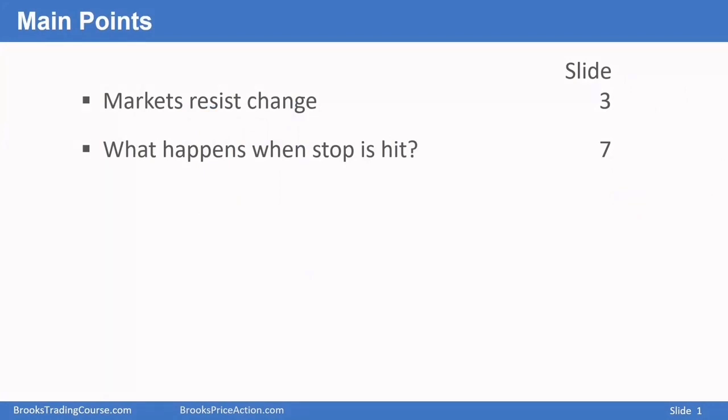Markets resist change. That means that when the market's in a trading range, breakout attempts usually fail. And when it's in a trend, reversal attempts usually fail. And finally, I'll talk about what happens when you're in a position, you have a logical stop, and your stop is hit.